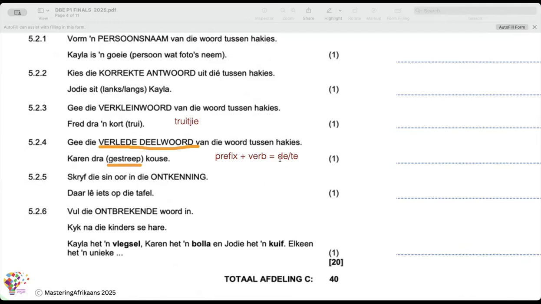And then with DE and TE, you only need to remember one of them. So DE is for words that end on a vowel or... So that's when you're going to use DE. If you have a look here, gestreept has already got a ge in front of it. So you don't need to add. So you'd have gestreepte.